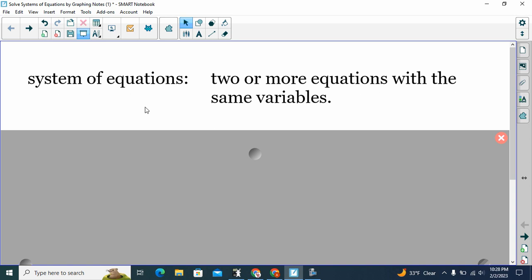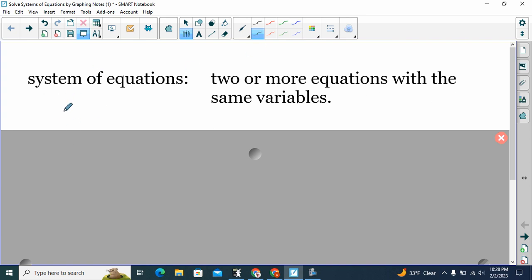Everything you do in this Algebra 1 lab class, we will just have two equations. When you get to Algebra 2, you will have systems of equations that have 3 or possibly even 4 variables in there. A system of equations looks something like this.